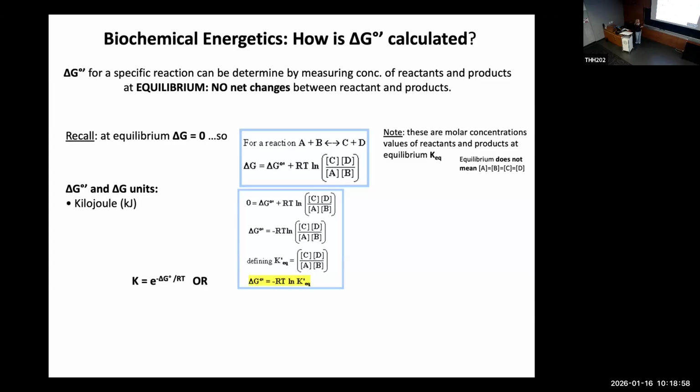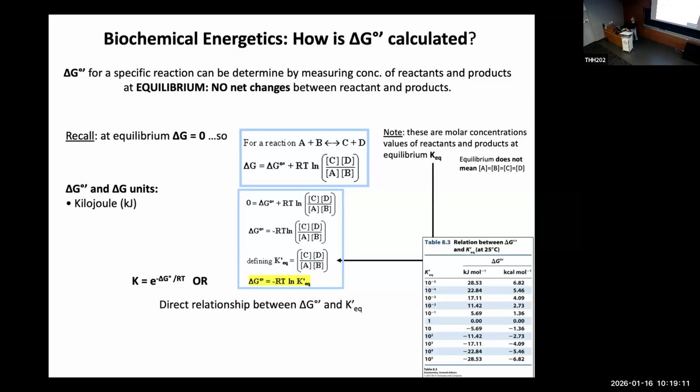So this is a particular circumstance where we're at equilibrium, and these ratios, instead of being Q and variable, are actually equal to the equilibrium constant. Okay, so we can see in tables like this, if we know a delta G naught prime, we also know what the equilibrium constant is, which is the concentration of products and reactants at equilibrium.